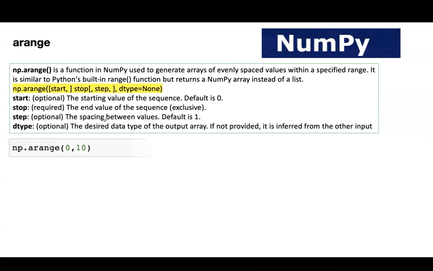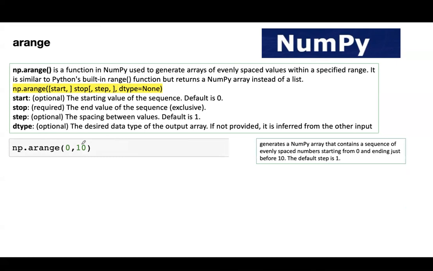For example, let's take a look at np.arange. The starting value is 0 and the stopping value is 10. It generates a numpy array that contains a sequence of evenly spaced numbers starting from 0 and ending just before 10. But again, please pay attention to the difference between range and arange. For arange, you get an array back.